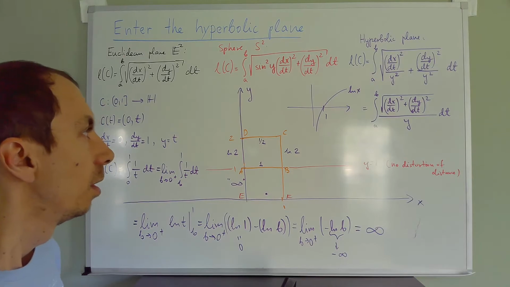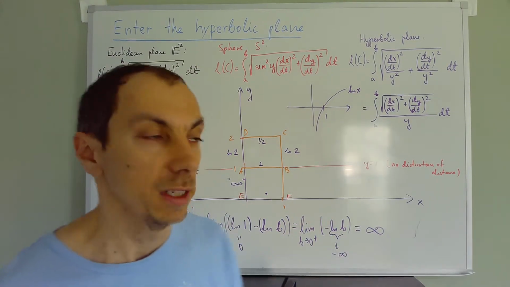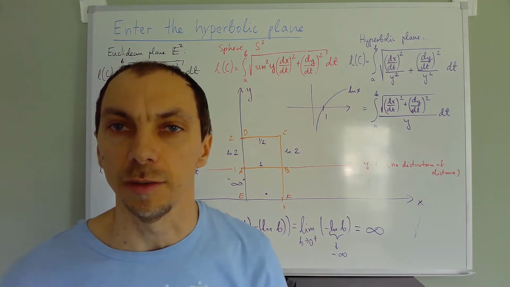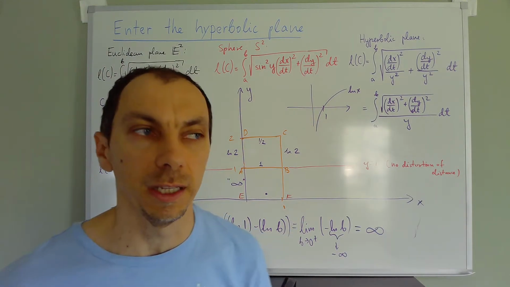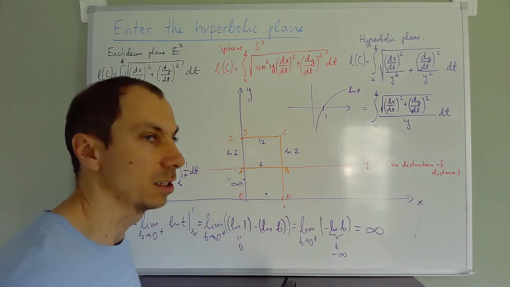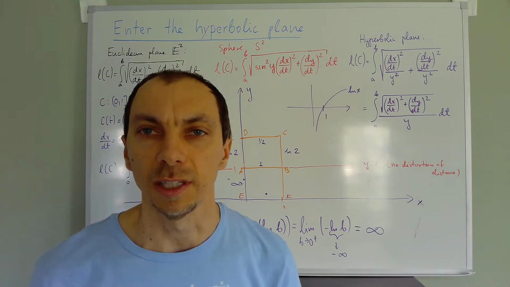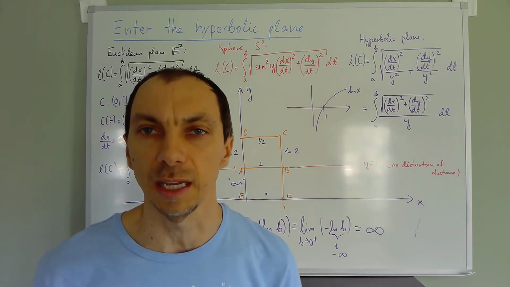I can't stress this enough: this is not the real hyperbolic plane. It's just a representation of it. If you lived on a hyperbolic plane, you would never talk about the x-axis, because you can never see it. It's infinitely far from you. That's like the horizon that you can never get to.